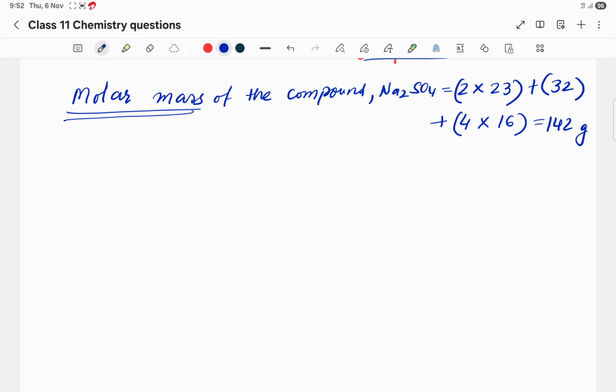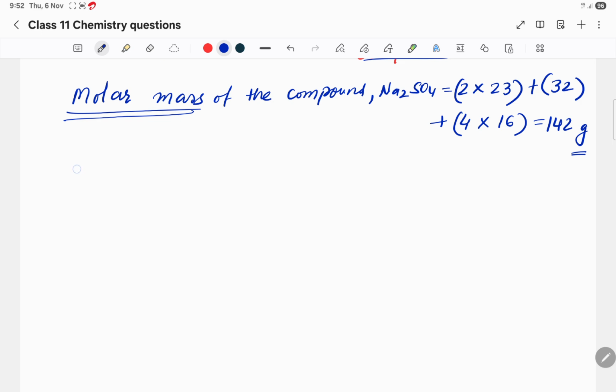If somebody is wondering what molar mass is, it is simple. Whenever you calculate the molecular mass, you write the unit as unified mass, or atomic mass unit. But in molar mass, the same number is represented in grams. So the way of calculation is the same, but the answer is written in grams only. Okay. So we are going to calculate the mass percentage of each element.